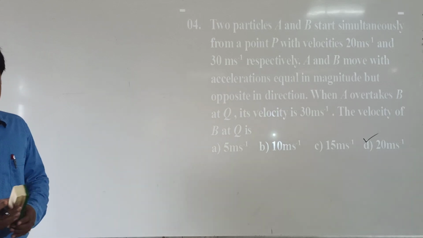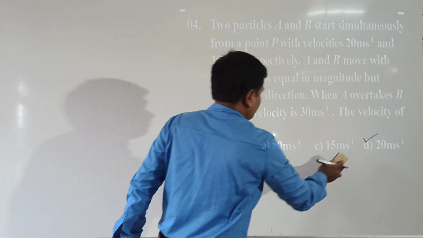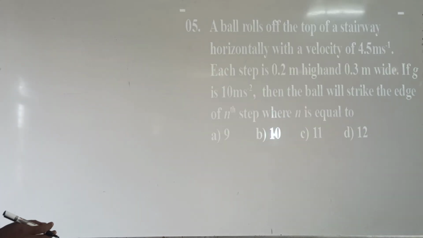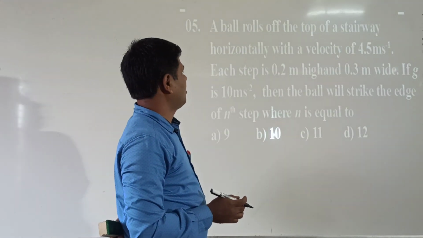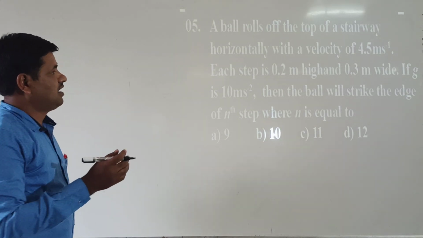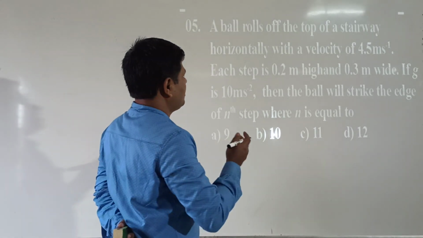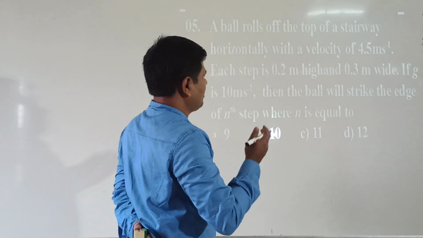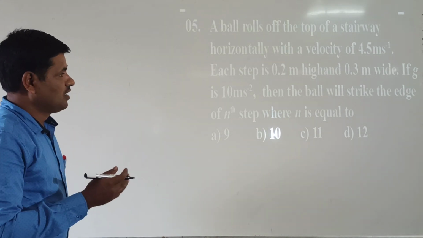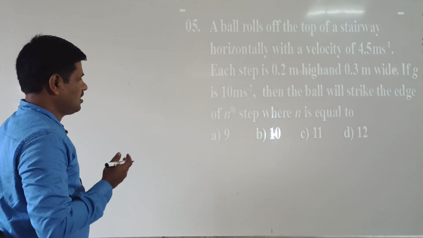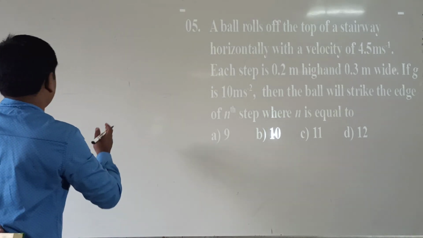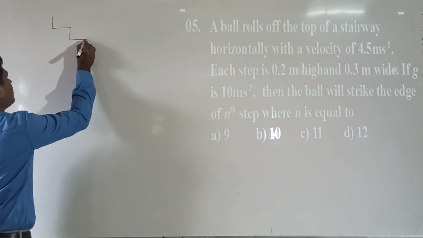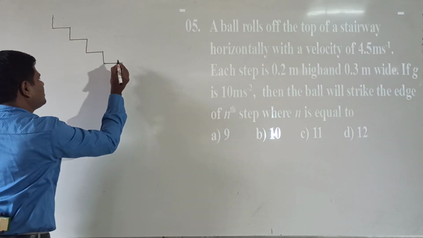Next we go to the fifth question here. A ball rolls on the top of a stationary horizontal staircase with velocity 4.5 meter per second. Each step is 0.2 meter high and 0.3 meter wide. The g value is also given. When the ball strikes the edge of the nth step, where n is, we have to find the number of steps. This is a step problem. Totally I am considering n steps here.